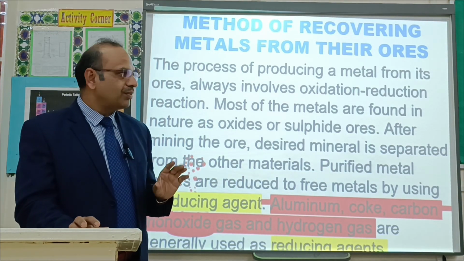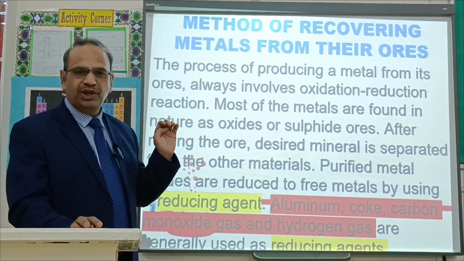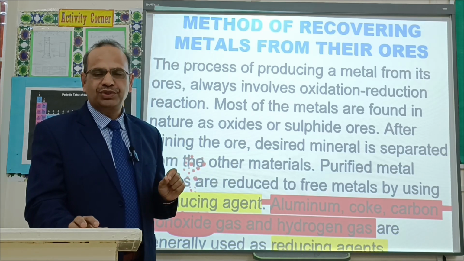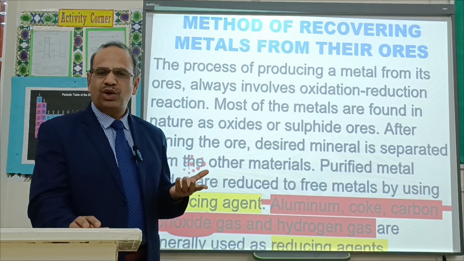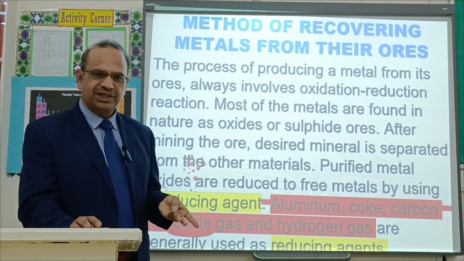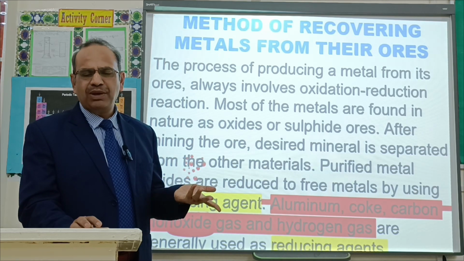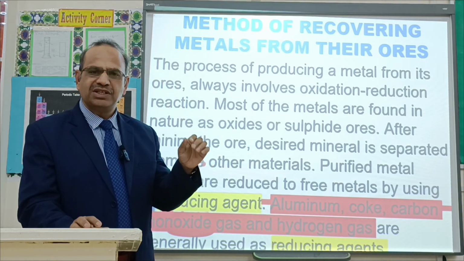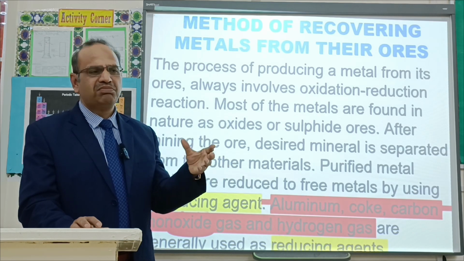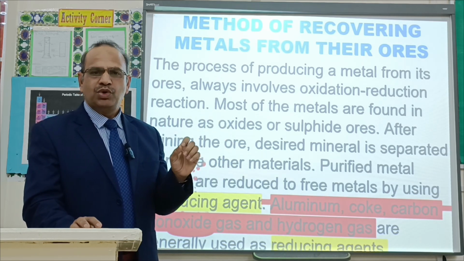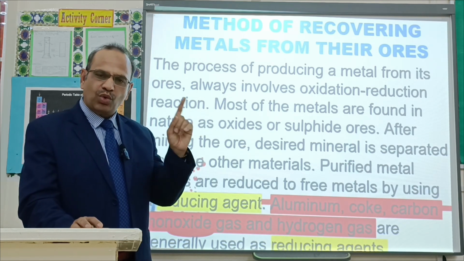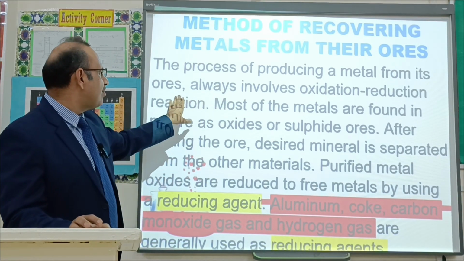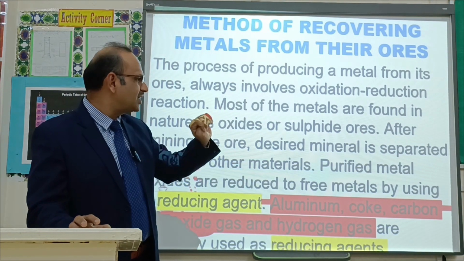Now our next topic is methods of recovering metals from their ores. By using these redox reactions, we can recover metals from their ores. There are some noble metals like gold, copper and silver. Gold can be available in the free state. But the metals which are above hydrogen in the reactivity series are always available in nature in the combined state. So to extract the metal from its ore, we need different methods. The process of producing a metal from its ore always involves a redox reaction.